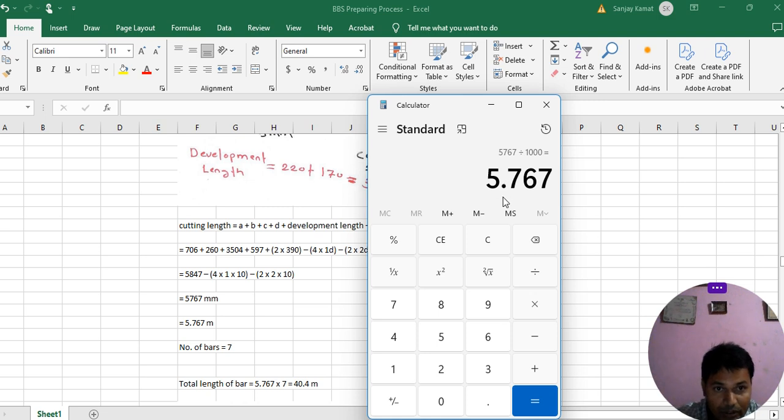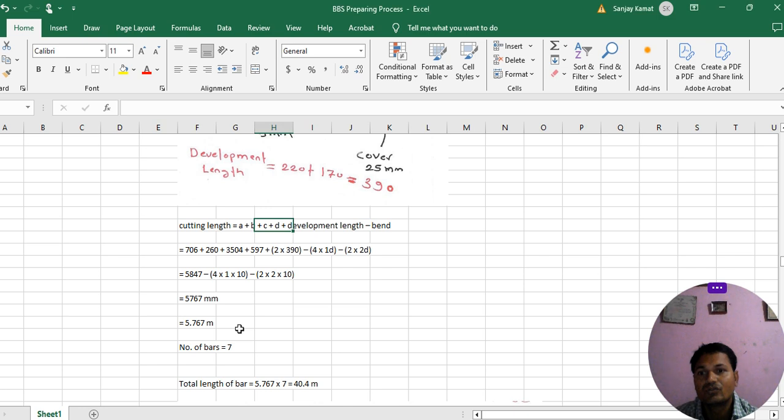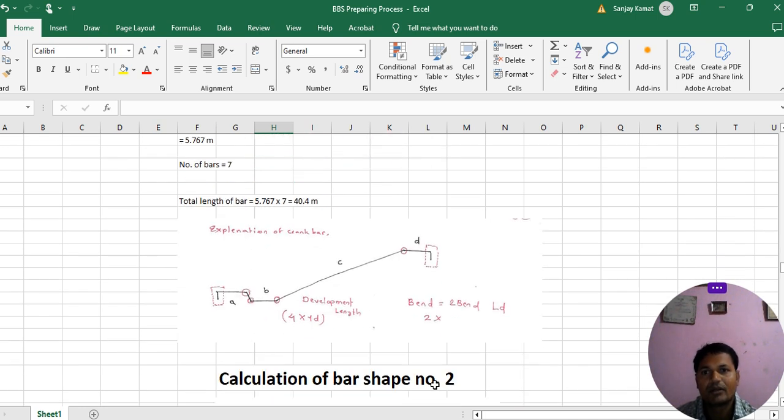So here, you can see after the decimal, 5 point, we have 767. So this time you can round up. If you round up, then this will be 6. We can't take the decimal, so we have to round up. If it is possible to increase, you can increase. If not possible, then you can leave it as it is. So how much will this be? The number of bars required here is 7. So we calculated the number of bars.